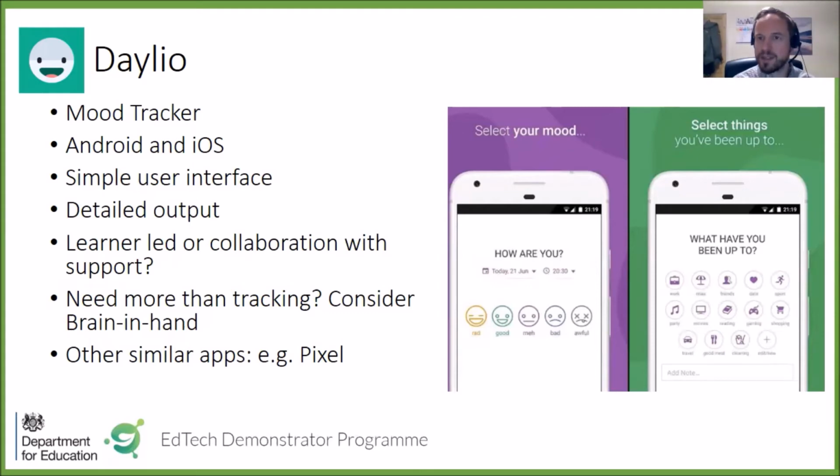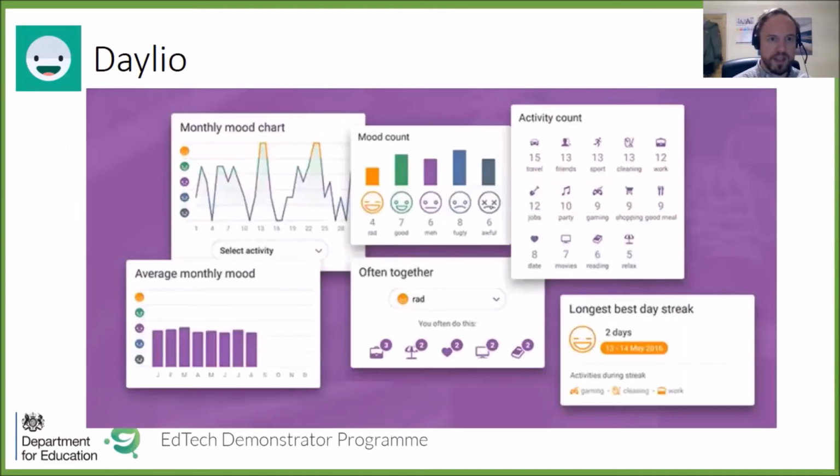There are other similar apps, e.g. Pixel would give a nice colorful guide, but it doesn't have maybe the symbol-based access that this does. If you need more than tracking and you actually need to highlight support strategies and have a more comprehensive tool, then it's worth considering Brain in Hand. And we'll be covering that in our mental health webinar. And that's an idea to give you how the output looks and how you can see the monthly moods and what activities have happened and things like that. So it's a really good tracking tool.